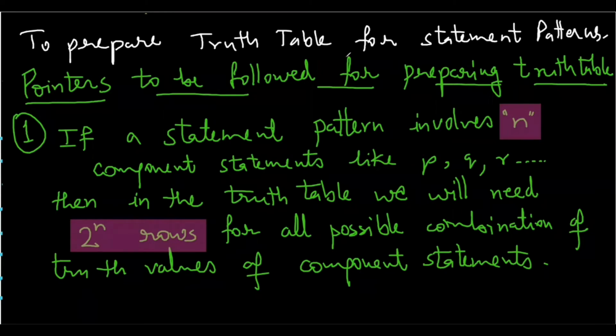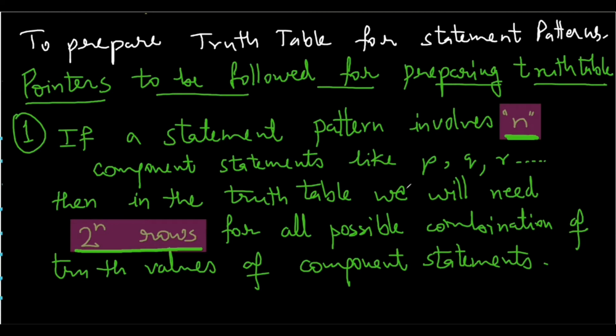So what you have to remember in short is that if there are n component statements in a statement pattern, then I will need 2 raised to n rows. So remember, if there are 3, then I will need 2 raised to 3, 8 rows.